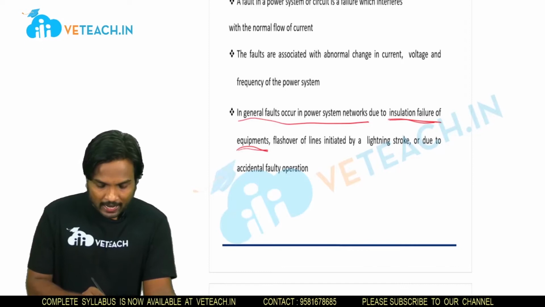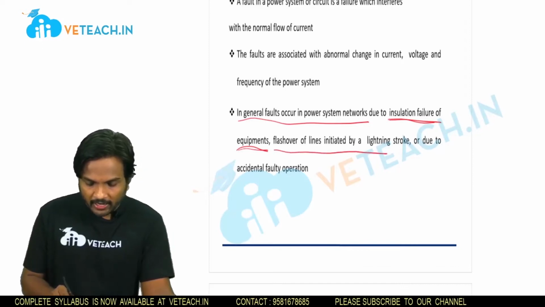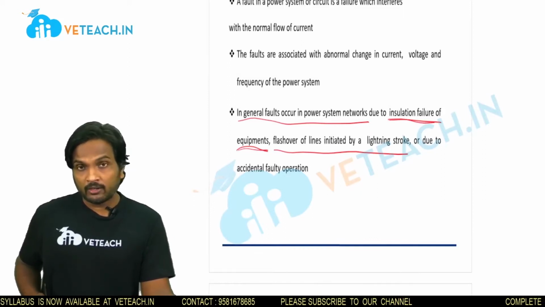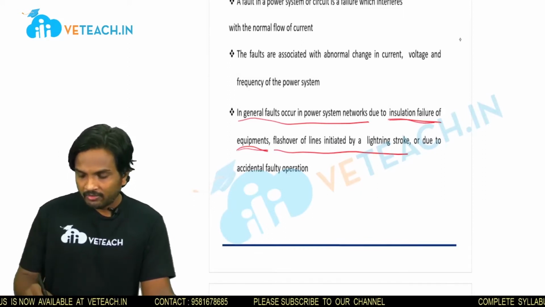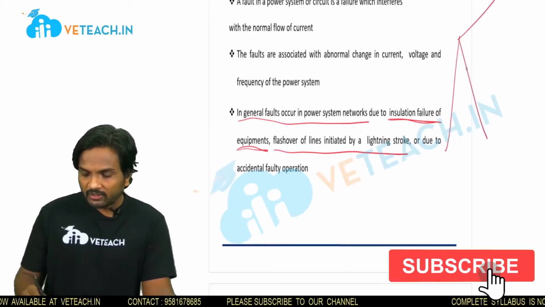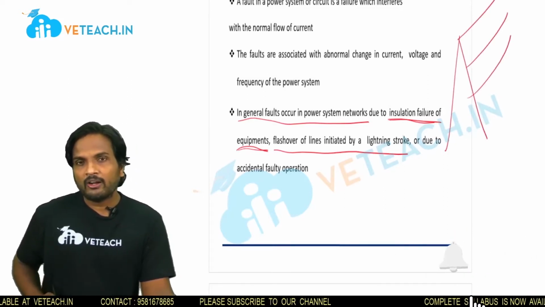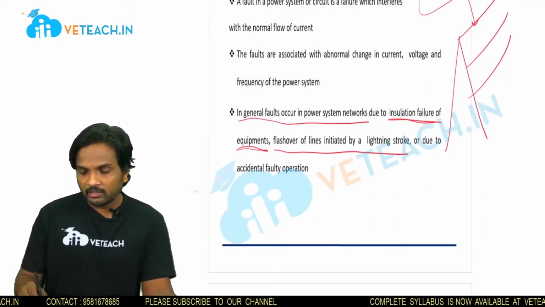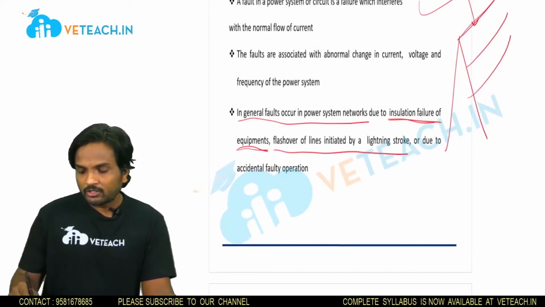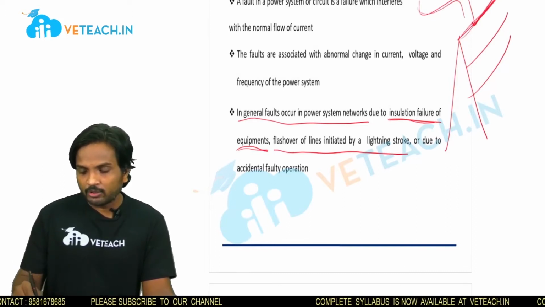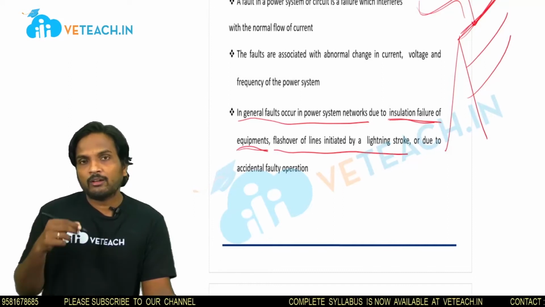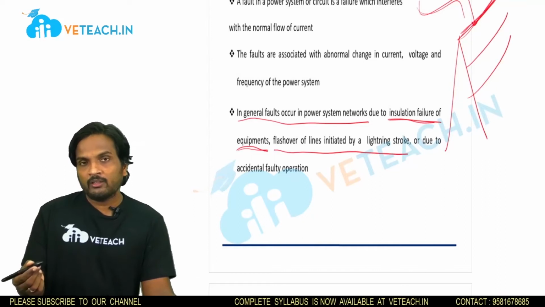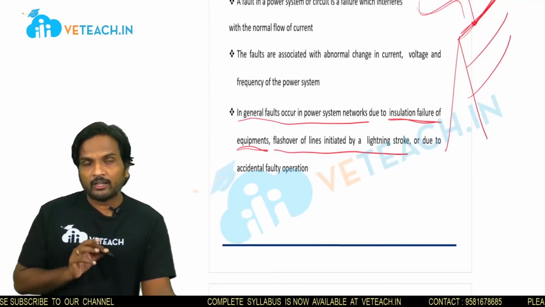Okay, and next is flashover of lines initiated by lightning strokes. It's a common fault in power systems, mainly for overhead transmission lines. See here, if you have a transmission tower like this, most of the transmission lines will be like this only, no? Overhead transmission lines. Whenever lightning strikes these transmission lines, there occurs a short circuit between the lightning and the transmission line, and there is a chance of a high amount of current flowing. That is one of the reasons for the occurrence of faults.